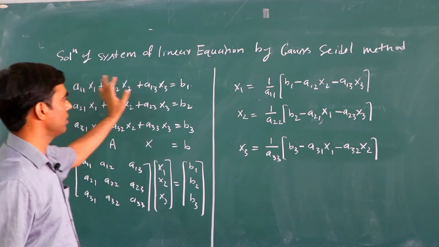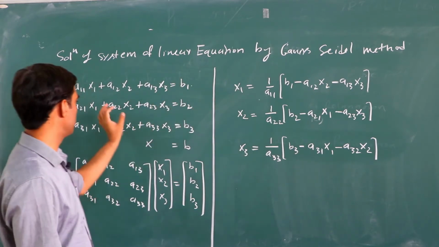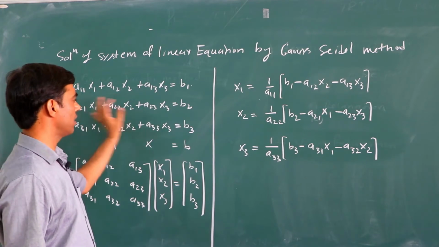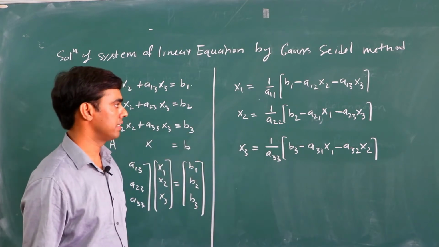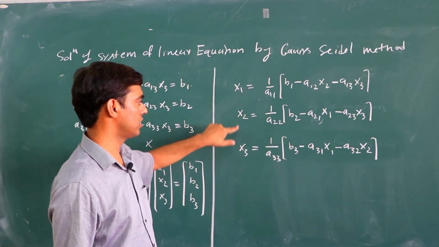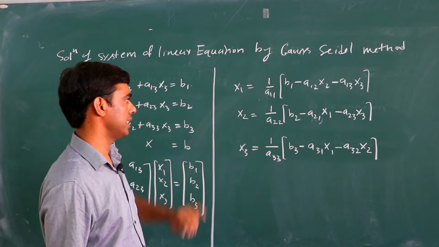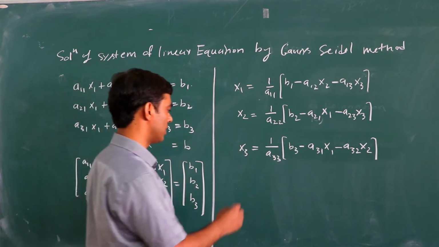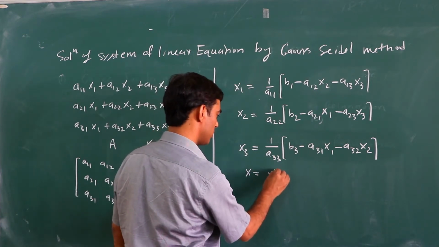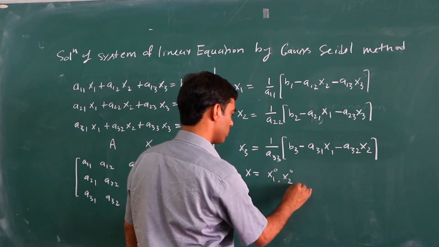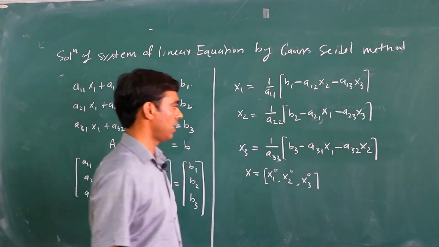So how do we write this? The a11 x1 term and all other terms go on the right hand side, then x1 equals this. Similarly, the second term on the left hand side, all other terms on the right hand side. Third term on the left hand side, all other terms on the right hand side. Then we find x1, x2, x3. This is an iterative scheme for x1, x2 and x3. Initially we assume this set of vectors is a solution: x1 0, x2 0, x3 0.